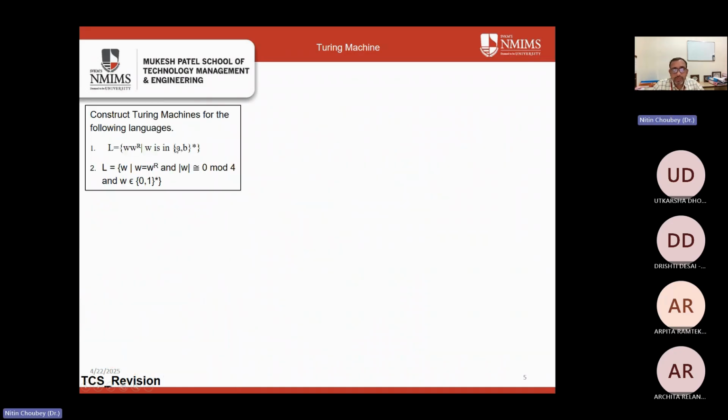Construct Turing machines for the following languages. I have taken two sets of languages here, which are similar to each other with slight differences. So we'll go for the first case here, and then we'll try to update that for the second case.